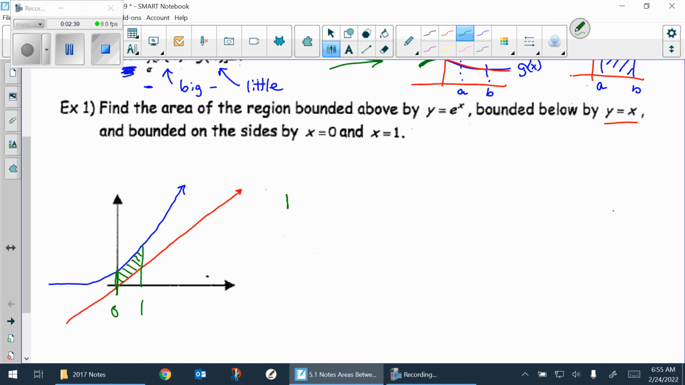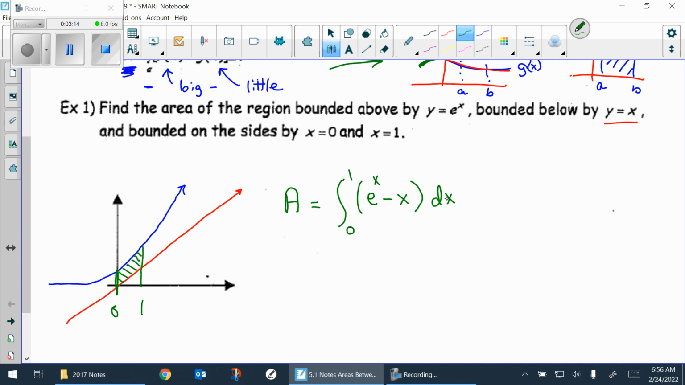So if we're looking for that area, again it is going to be the integral. Now, where do our x's start and where do our x's end? Well, our x's start at 0, they end at 1. And then I've got to take the big function, which is the e to the x, minus the smaller of the two functions, and the red function y equals x is below e to the x, so that's considered the smaller function.